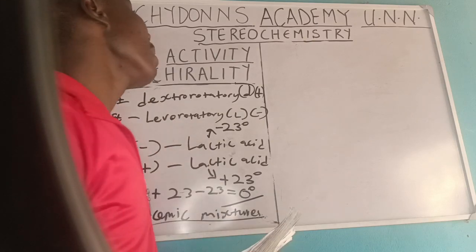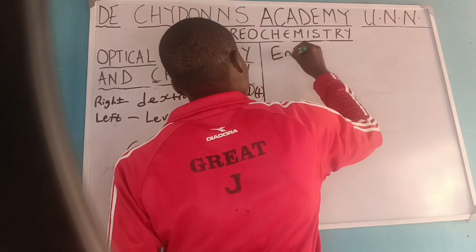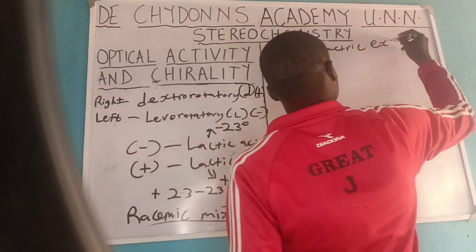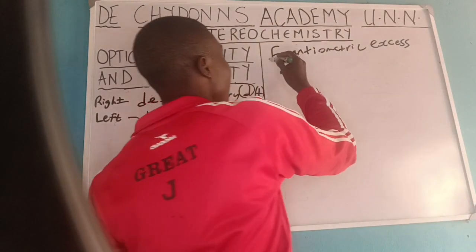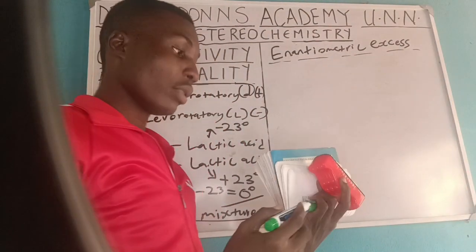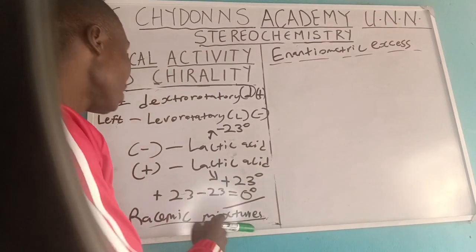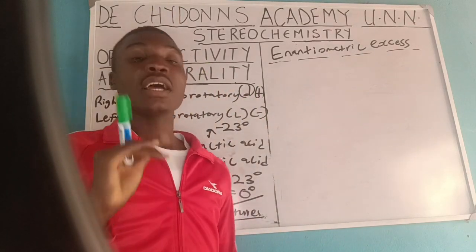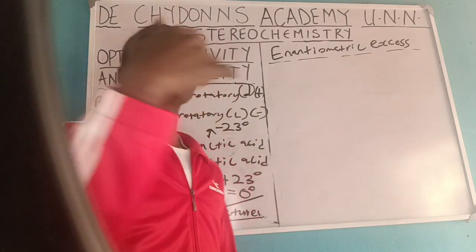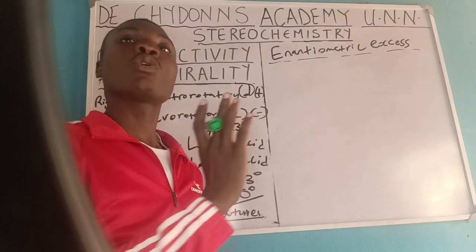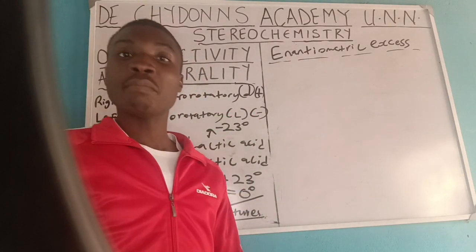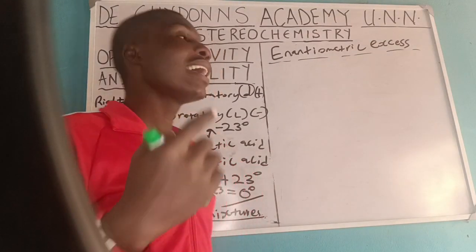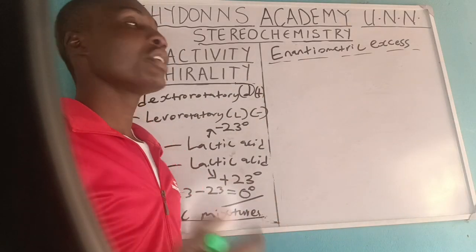Now, what do we mean by the term enantiomeric excess? Now, enantiomeric excess refers to a mixture that contains two of the enantiomers, but one of them is in excess. The implication is that that one decides the degree of the rotation that is going to be observed when it is placed in a polarimeter. So even if two of them are present, when you have one more in excess than the other, it is going to determine the observed rotation from the particular molecule.